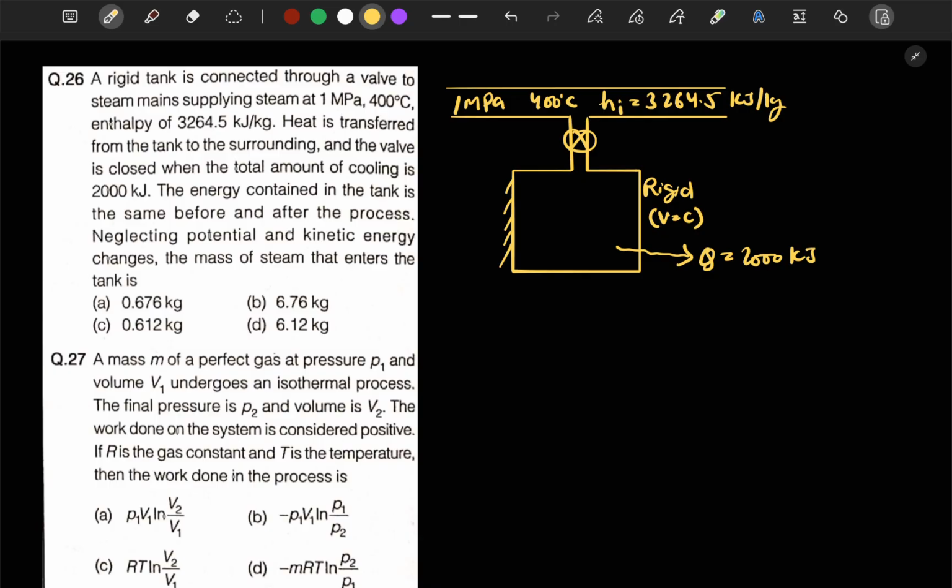The energy contained in the tank is same as before. So we can say that U1 will be equal to U2, that is, the energy is equal. Now what more is said? Determine the mass of the steam that enters the tank. So the mass entering, Mi, is equal to what will be the Mi.